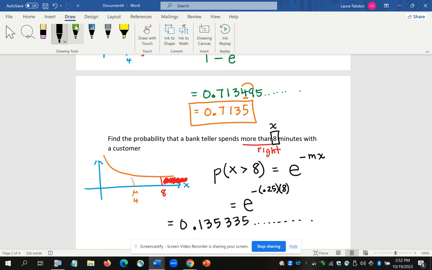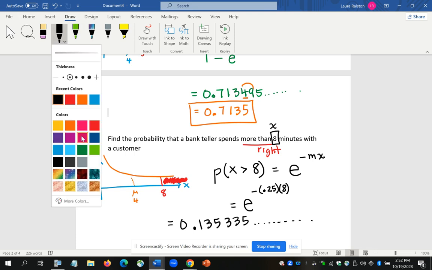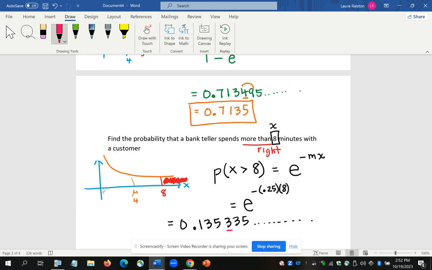Again, typically you're going to be asked to round to 4 decimal places. The 4th place here is a 3. Next door is a 3. It doesn't round, so we have 0.1353. Guys, please don't overthink it, but you do have to pay very close attention to the words.